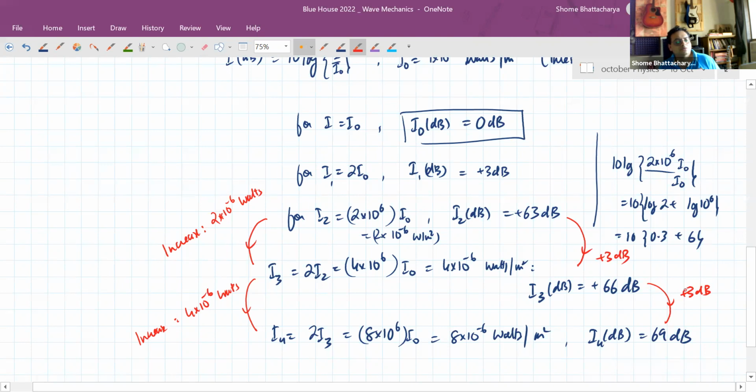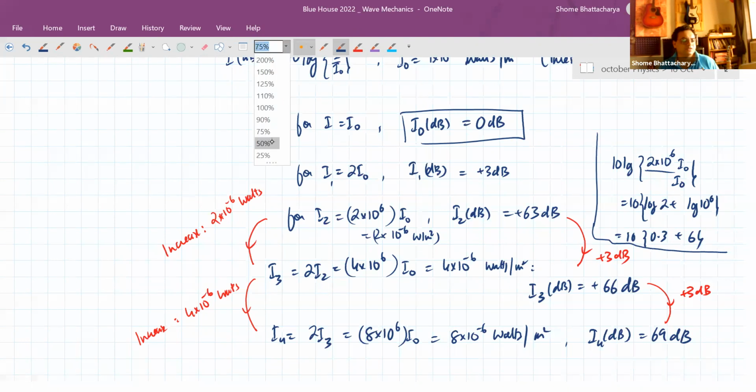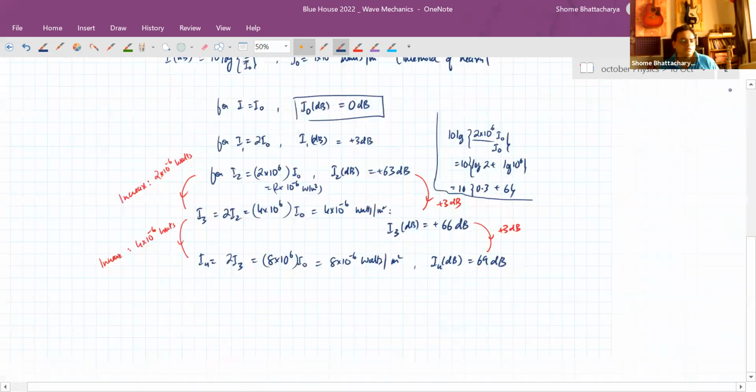Now as it turns out, when we do a listening test, a hearing test, for these kinds of changes in intensity, we will not feel like going from I3 to I4 is double the change as going from I2 to I3. We will actually feel like it's the same amount of change. That is what we mean by saying that our perception of intensity of sound is logarithmic, like the decibel scale.